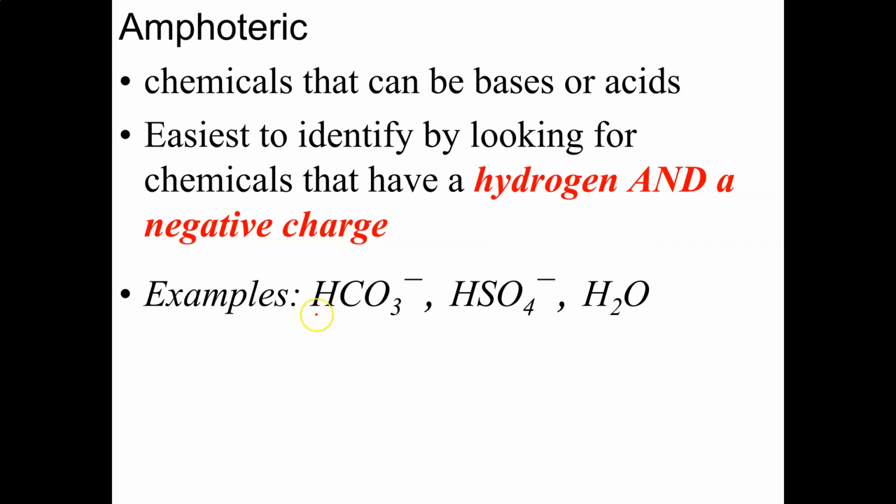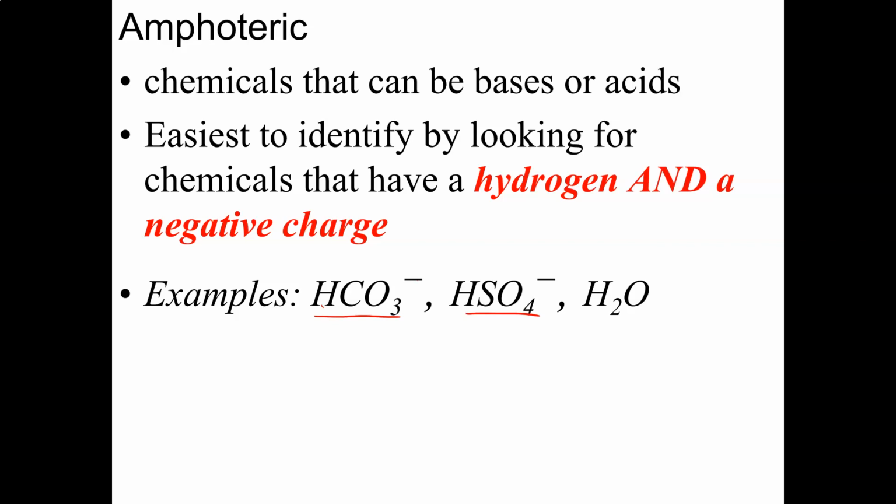So if you notice in each of these examples, they have an H and they have a negative charge. The reason this works is because they can donate an H, which means they can act as acids. And because they have a negative charge, they can accept an H, which means they can act as a base as well. What's the significance of amphoteric? They're just chemicals that can be acids and bases. That's pretty much the long and short of it.